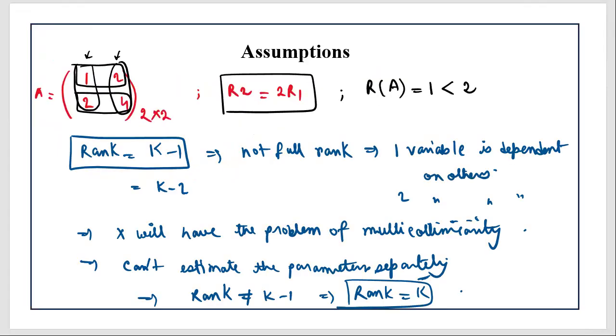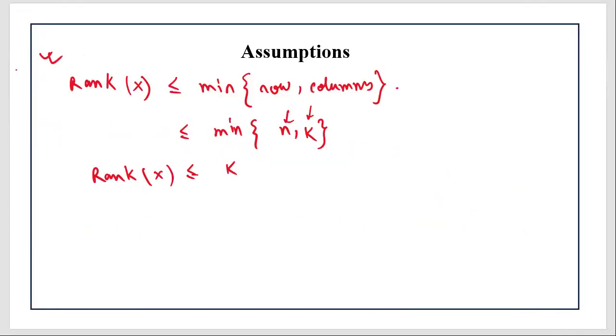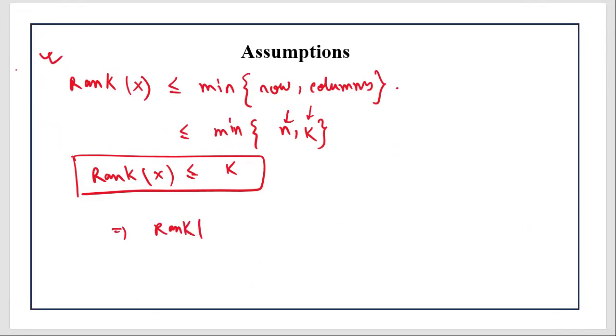Now we have just proved that rank cannot be less than k, right? We have just proved by the reasoning I have given you here, because the problem of multicollinearity will arise. So this less than version is not allowed. That is why rank of X has to be exactly equal to k. From this reasoning also, you can say this thing.